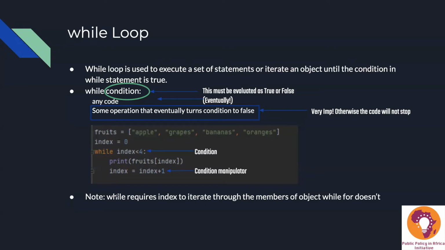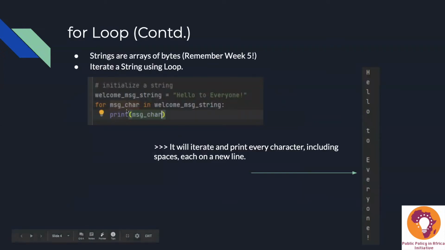So note, while requires index to iterate through the members of the object, while for doesn't. If you want to iterate over the members of an iterable object like a list, you would need to use an index for doing that. Whereas with the for loop, as we saw previously, you can just have for each element in that iterable object.